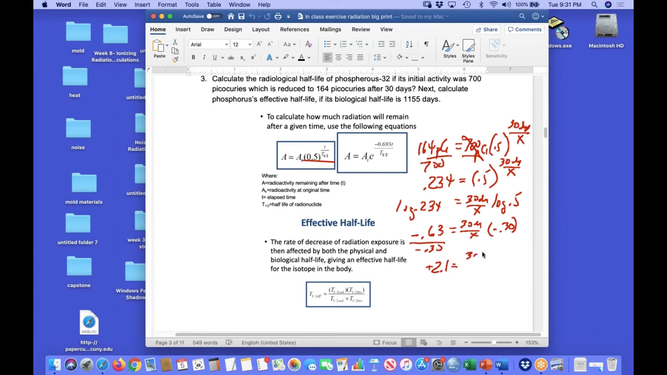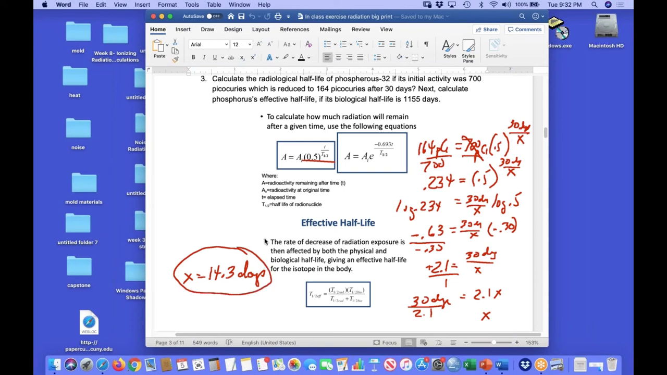That is equal to 30 days over x. Cross multiply: 30 days equals 2.1x, divided by 2.1. And what do we wind up with? X is equal to 14.3 days. And the units wind up being days, right? It's the only thing that's left. The picocuries canceled out. So our units wind up being 14.3 days. What do we just solve for? Right, the half-life, the physical half-life of this material.